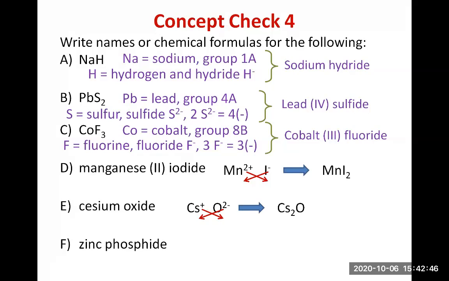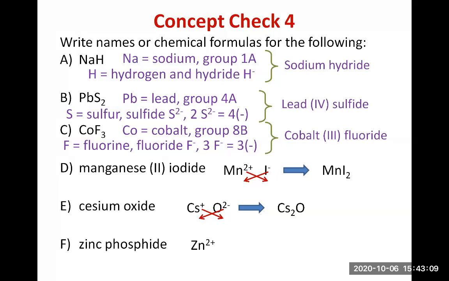Zinc phosphide. Zinc symbol is Zn. Zinc is an exception, even though it's in group 2B. It's not a variable charge metal. It's actually a type 1 metal because it's an exception. It's always zinc 2 plus.